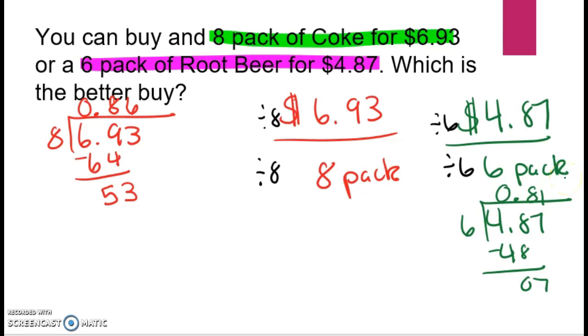So if I was just asking for the price of 1, I would want you to go one more decimal place, because then you could figure out if we need to round this next digit up or not. But since we're just comparing the two, you already know that this one is 81 cents compared to this one, which is 86. So our better buy here is going to be the root beer.